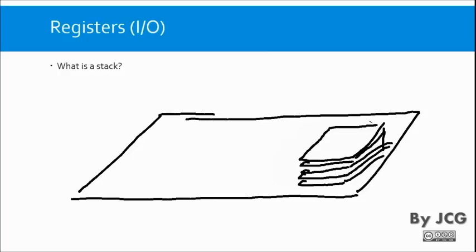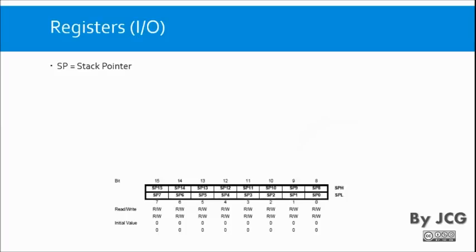At the end of the day, you may have something like this, which is all the pieces of paper that were given to you throughout the day. Now we need to talk about the stack pointer. As you can see, the stack pointer is a 16-bit wide register. In this image, we have from bit 0 to bit 15. Also see that all bits can be read or written, and the initial value of the stack pointer is 0.